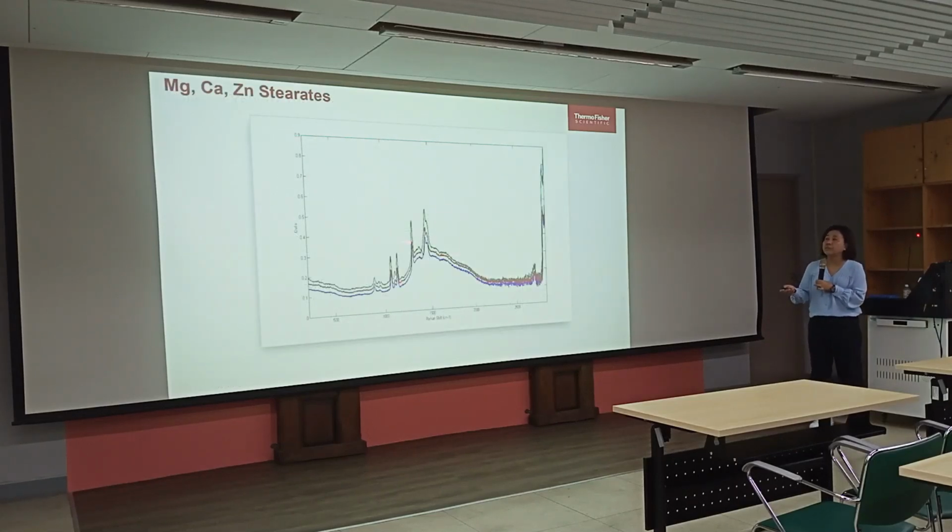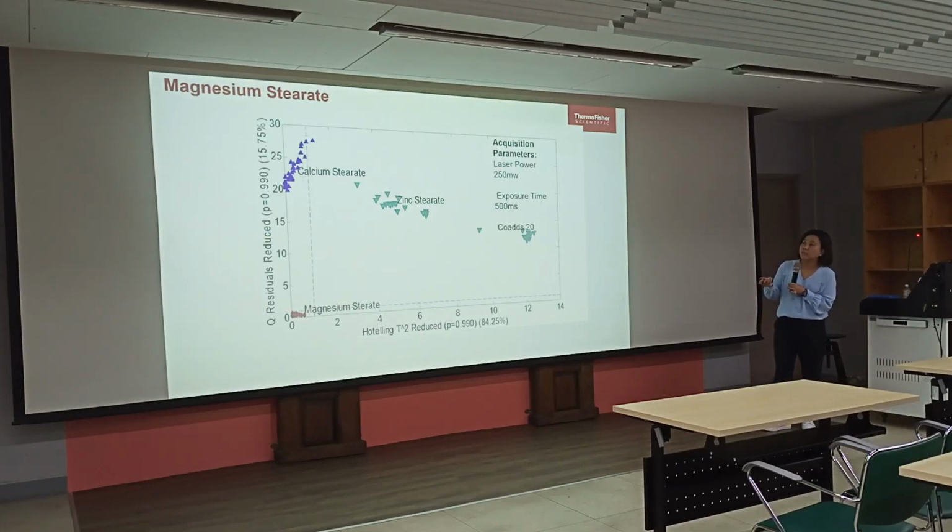And another example is magnesium, calcium, zinc stearate. This is also a very similar structure. And we put it in the chemometric software, we also see that these 3 groups can be separated easily. No overlapping. Although zinc stearate is very broad, there is no overlapping with calcium stearate or magnesium stearate, which means it's able to differentiate well.